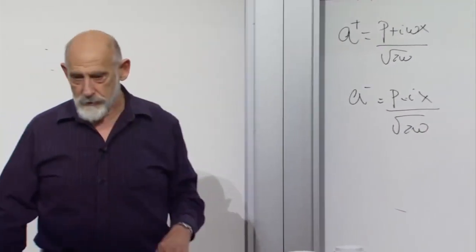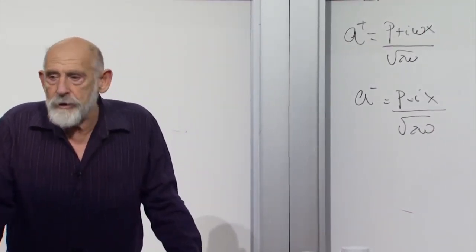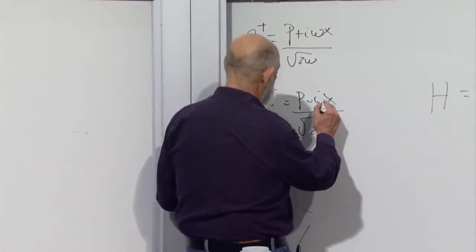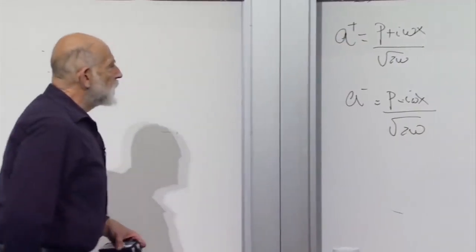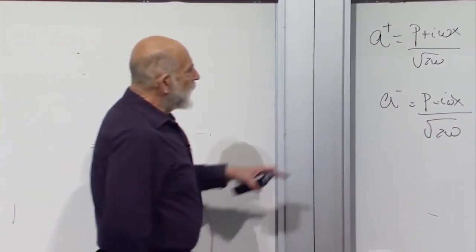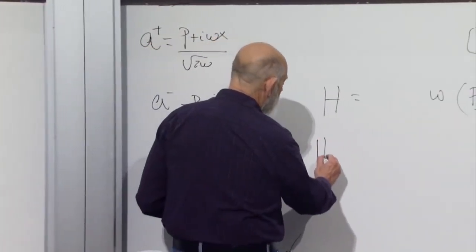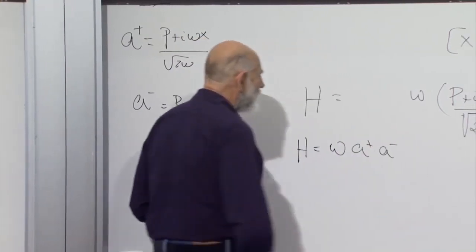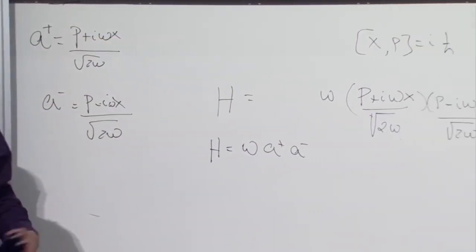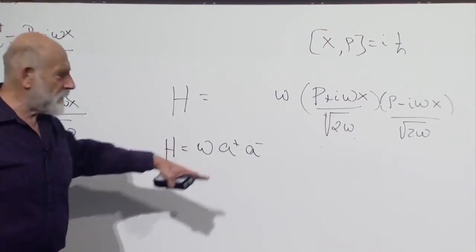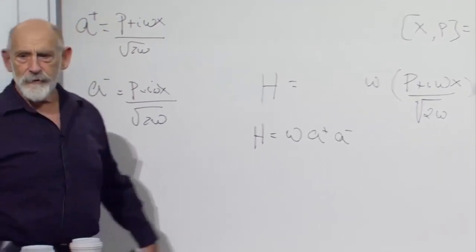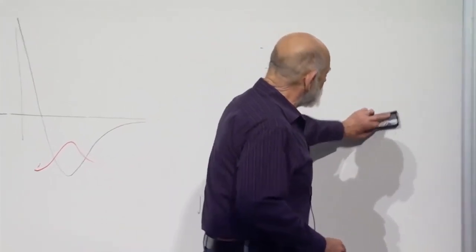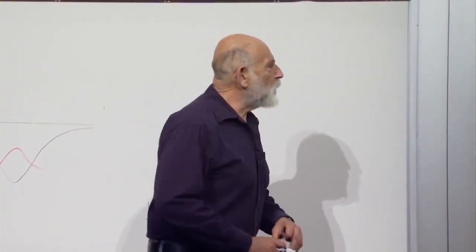They are Hermitian conjugates of each other, because one is plus I omega x and the other is minus I omega x. And we can now write that the Hamiltonian is omega times A plus A minus. That is really simple, except who knows what's buried in the A plus and the A minus. It's a crappy looking thing for sure to have square roots of omega and square roots of 2, but it turns out not to be so crappy.